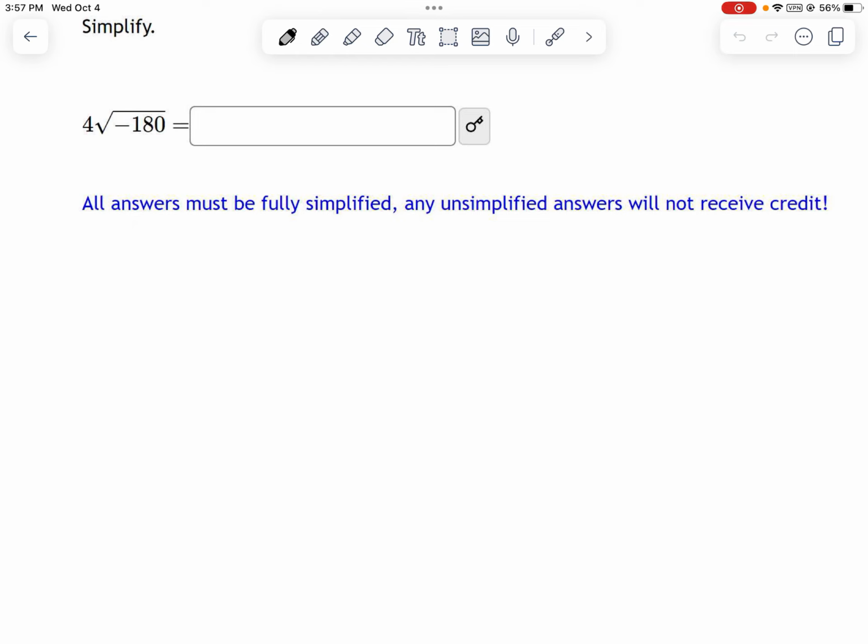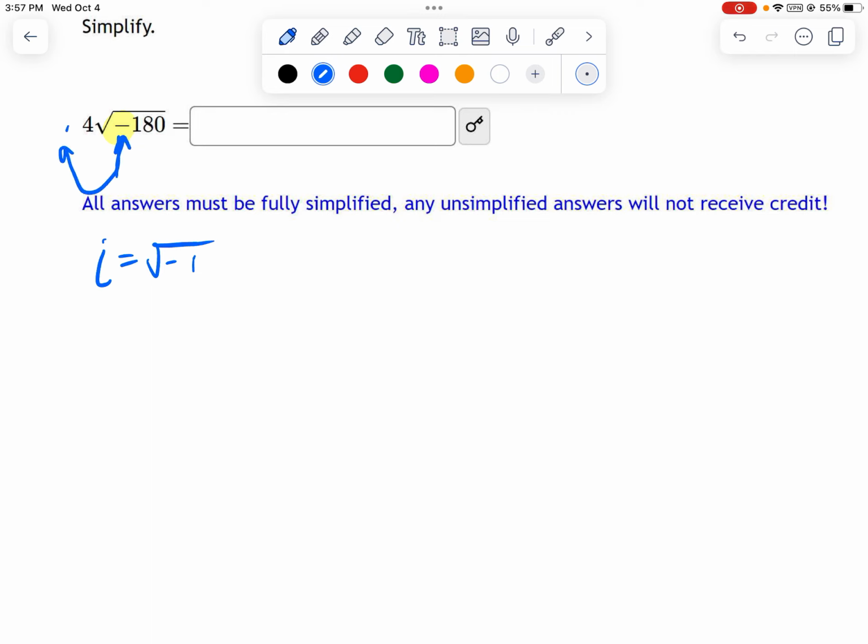So when we're simplifying this, the first thing that should draw your attention is this negative inside of the radical. Now this is a definition. This comes from the definition that i is the square root of negative 1. Alright? And what that means is that whenever you have a negative inside of the radical, it's going to come to the outside as an i. That's all the definition does.